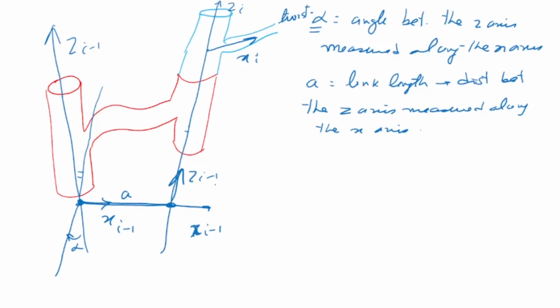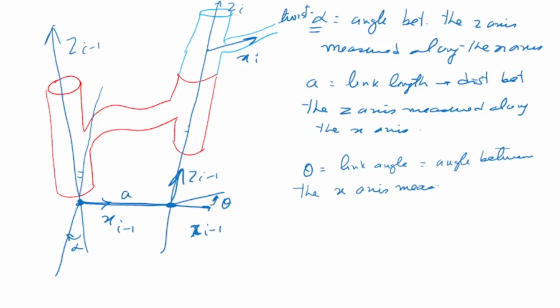Now we see that the x-axes are still not aligned, or not parallel, so I rotate the x-axis by an angle theta. Theta is called the link angle, and this is the angle between the x-axes, measured along the z-axis. So now my x i minus 1 has come here.